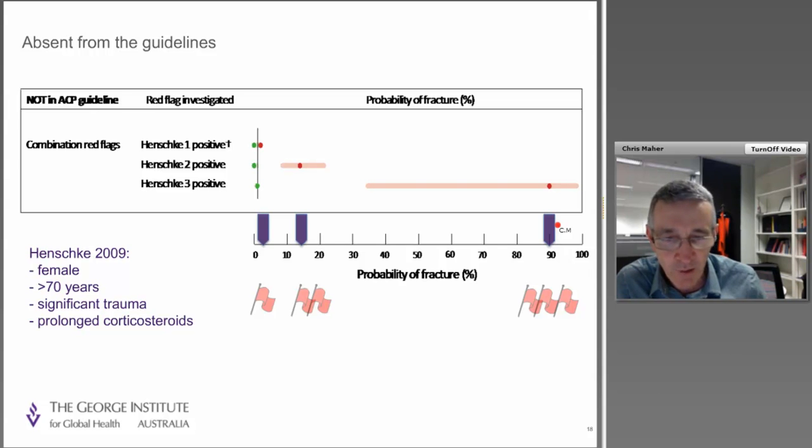So the good take-home point from this is that single red flags are probably not useful, but the combinations of them are a much better starting point to think about imaging for patients with back pain.